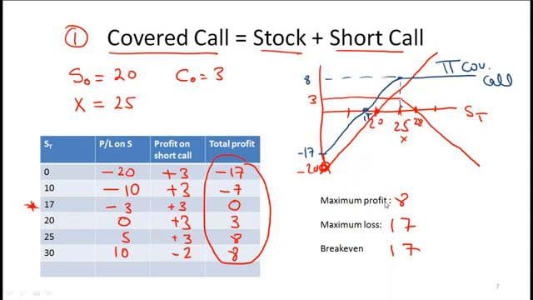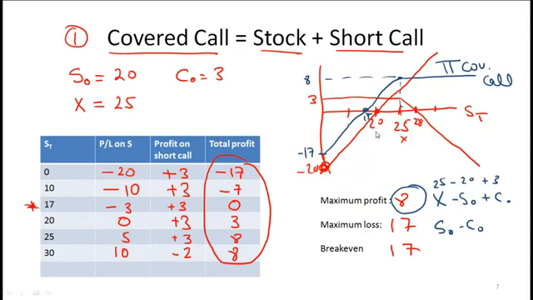Now how do you come up with this maximum profit? From the numbers it's easy, but in terms of the formula that you need to memorize, it's as follows: X minus S naught plus C naught. X in our example was our exercise price, which was 25. S naught is how much you bought the stock for, which was 20, plus C naught is how much you sold the call option for, which was 3. So notice that 25 minus 20 plus 3 gives you the 8 that we calculated. What's our maximum possible loss? It is simply S naught minus C naught.